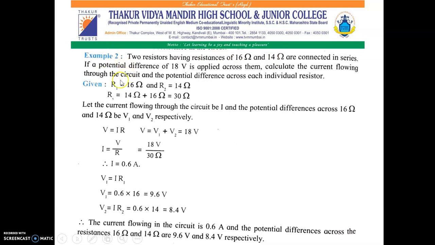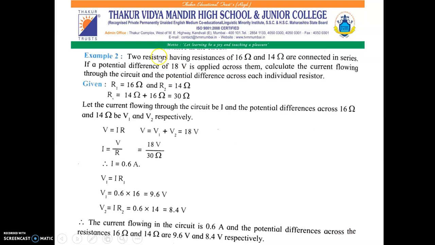Okay, so here two resistors are there. One is of 16 ohm and the other one is of 14 ohm. They are connected in series. So we have R1 and R2 values. The final resistance, that is the equivalent resistance, will be the sum of the two resistances, that comes out to be 30 ohm.